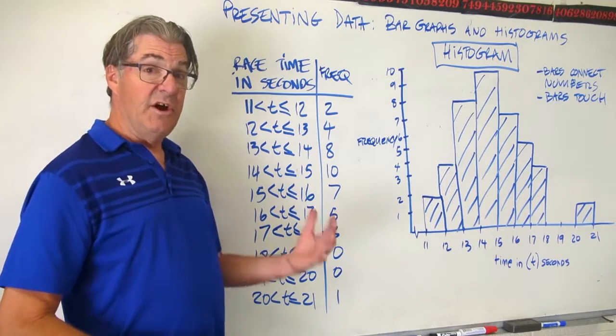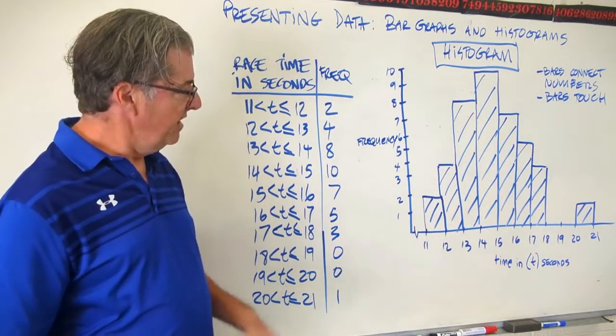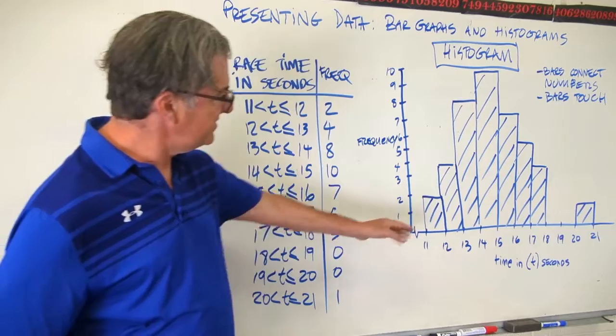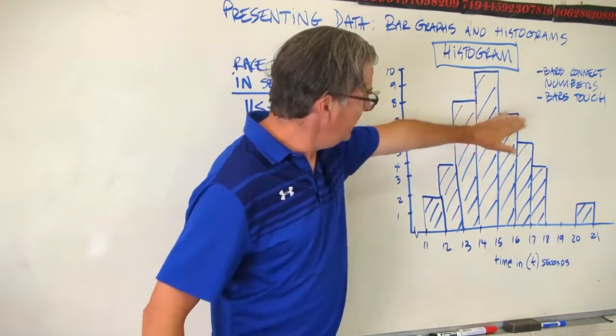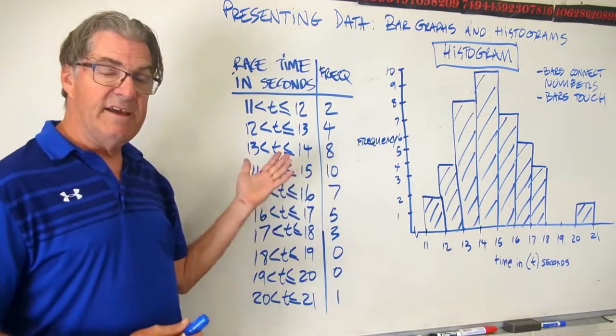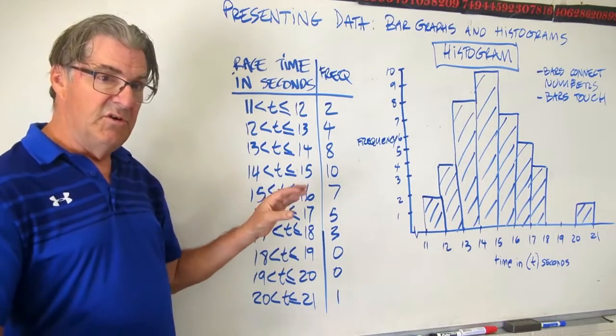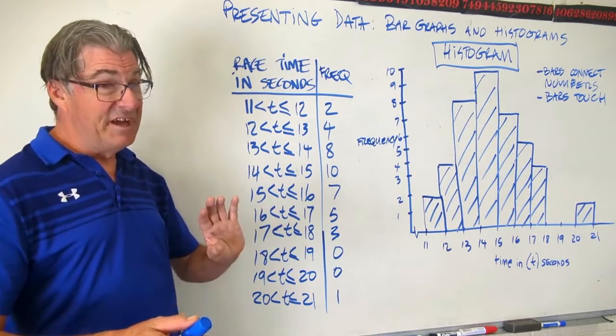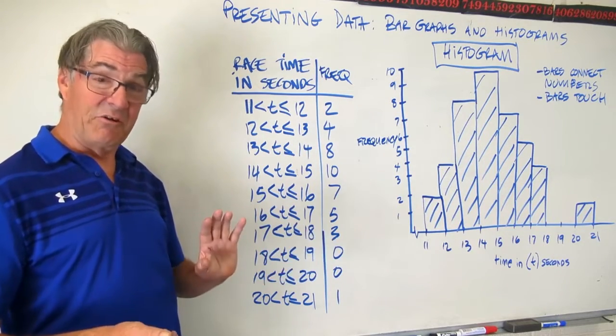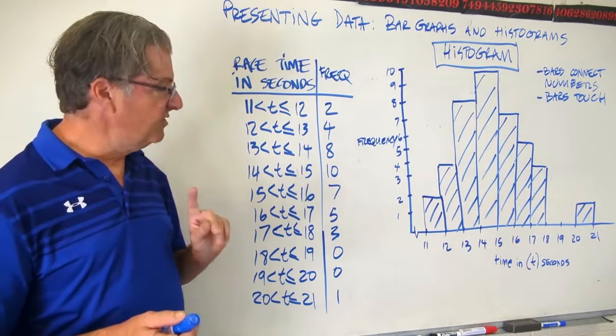All right, go ahead and compare your graph to mine. I just continued the process and made my remaining bars, and there's my histogram, okay? So you can see bar graph and histogram are very similar, okay? But there's some key differences.